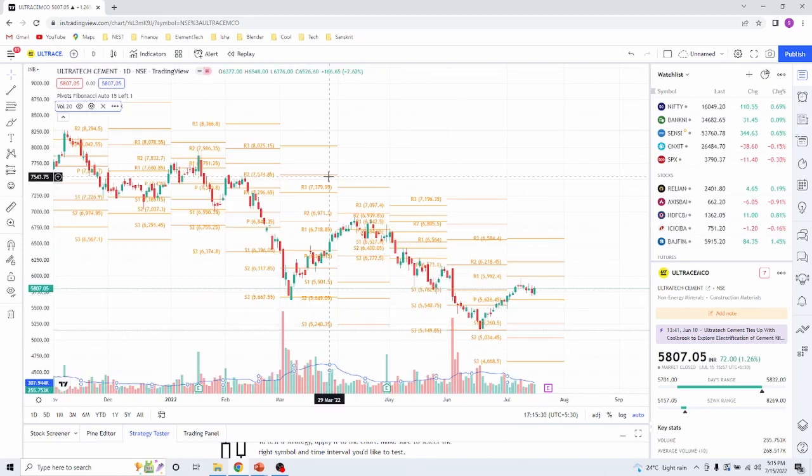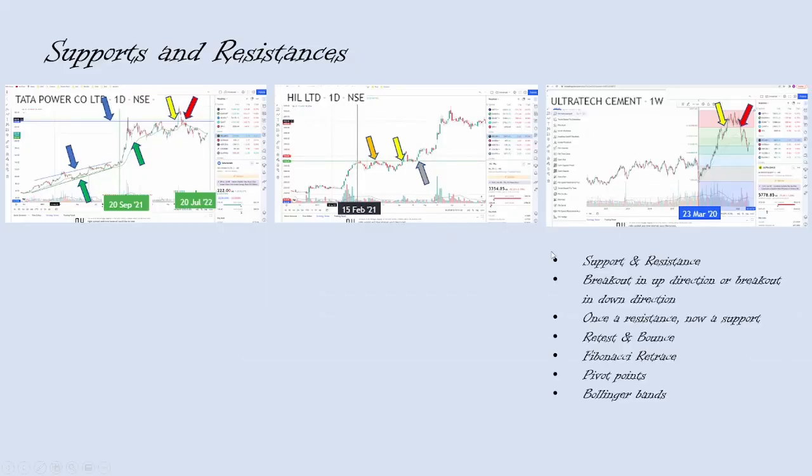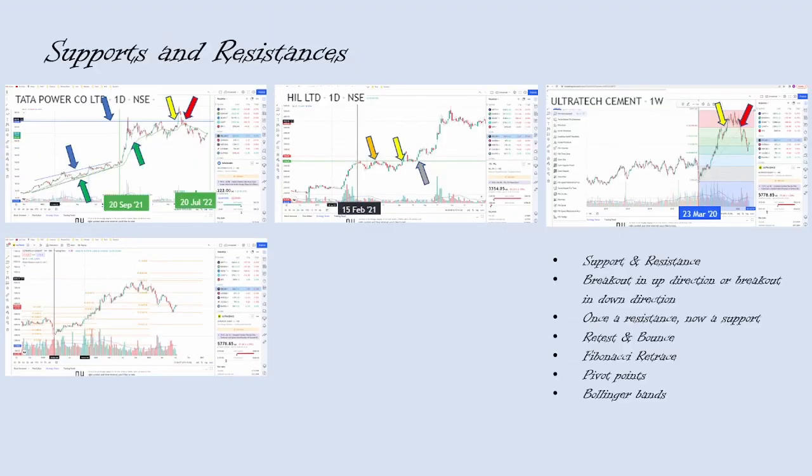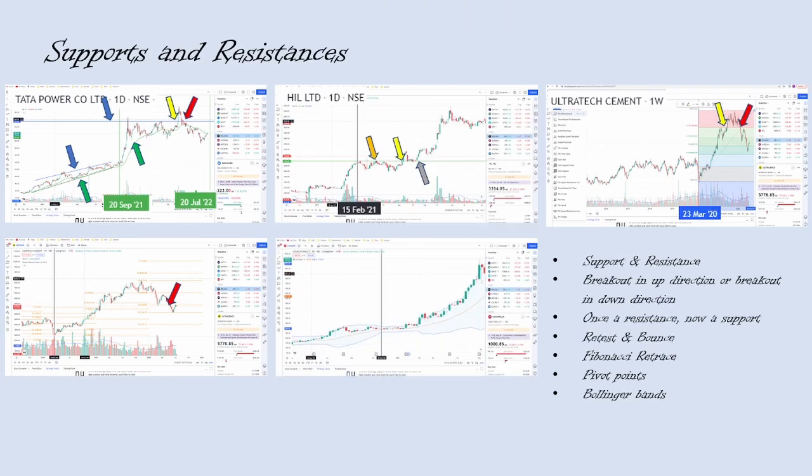Okay, so the other important tool, so let's go back to our presentation. So we have talked about Fibonacci retrace, we have talked about pivot points, and the other important tool that sort of gives you some idea of resistance or a support or a breakout in the positive direction or a breakout in the negative direction or a breakdown is known as Bollinger Bands.